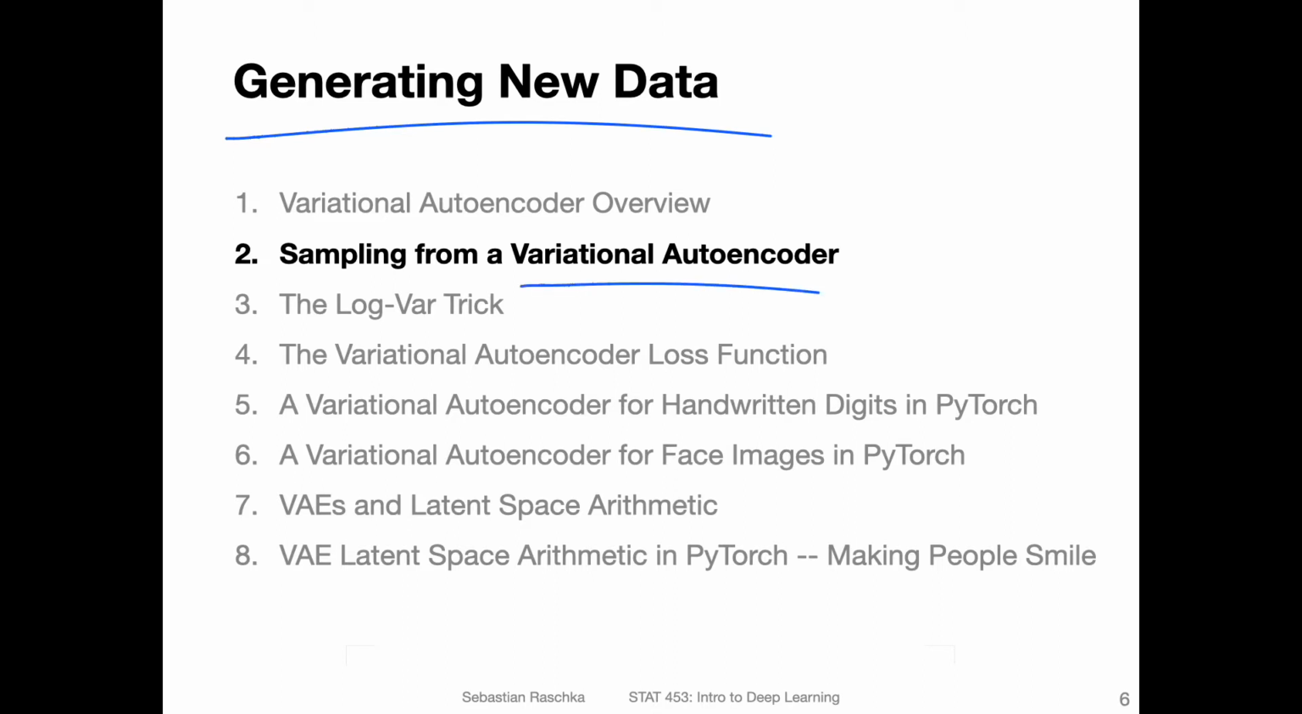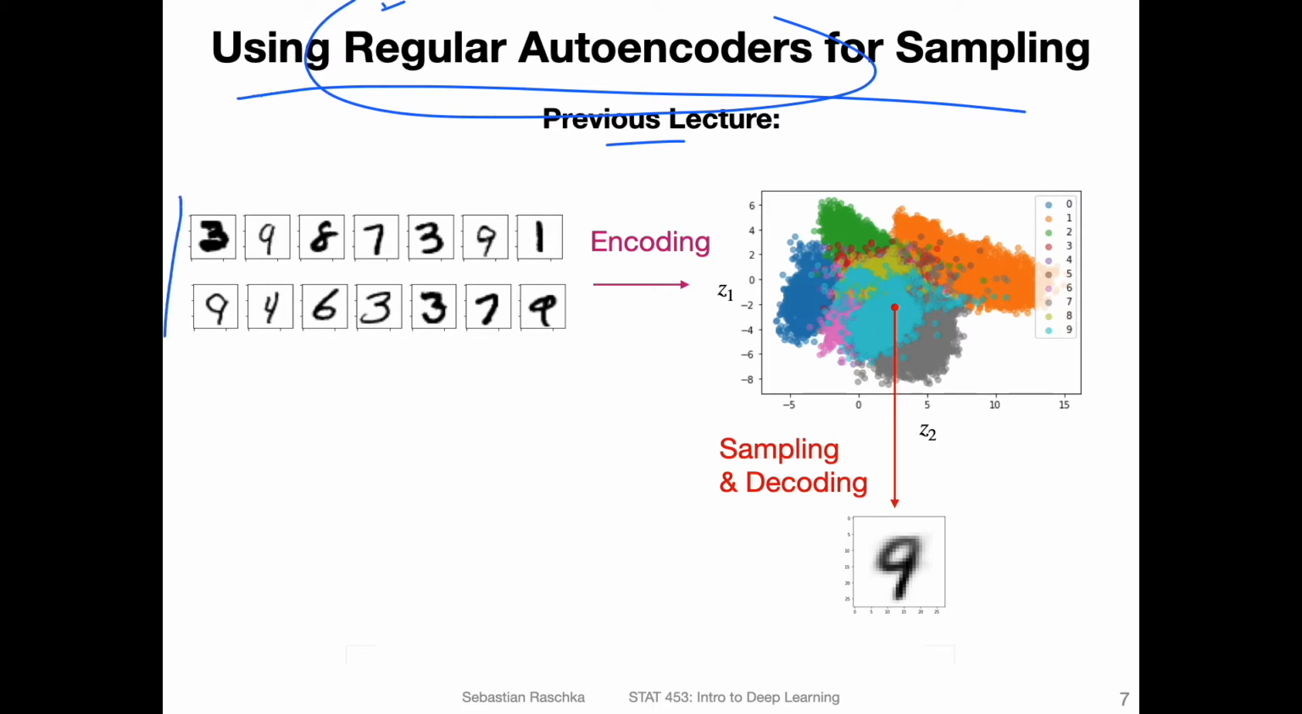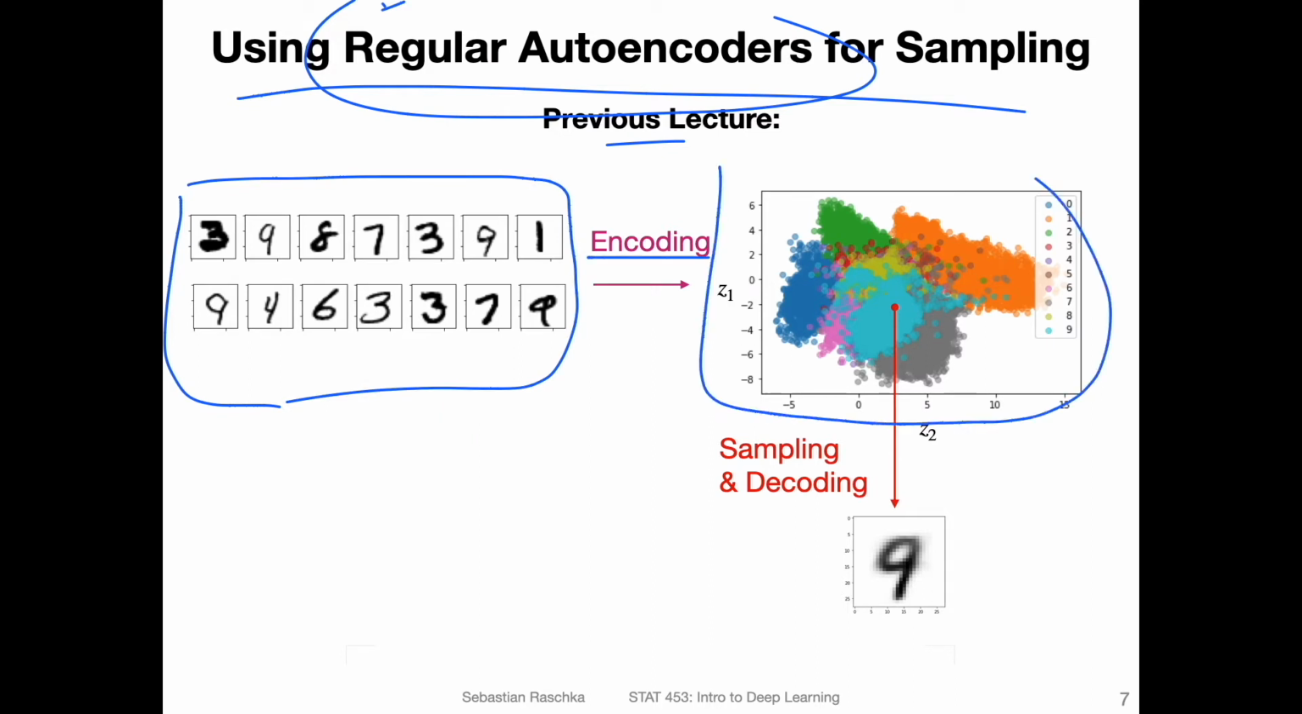So let me introduce the problem step by step. Here is an overview of using a regular autoencoder for sampling, the regular autoencoder that we encountered in the previous lecture. What we did in the previous lecture was we took the MNIST dataset and used the encoder to encode it into this two-dimensional latent space.